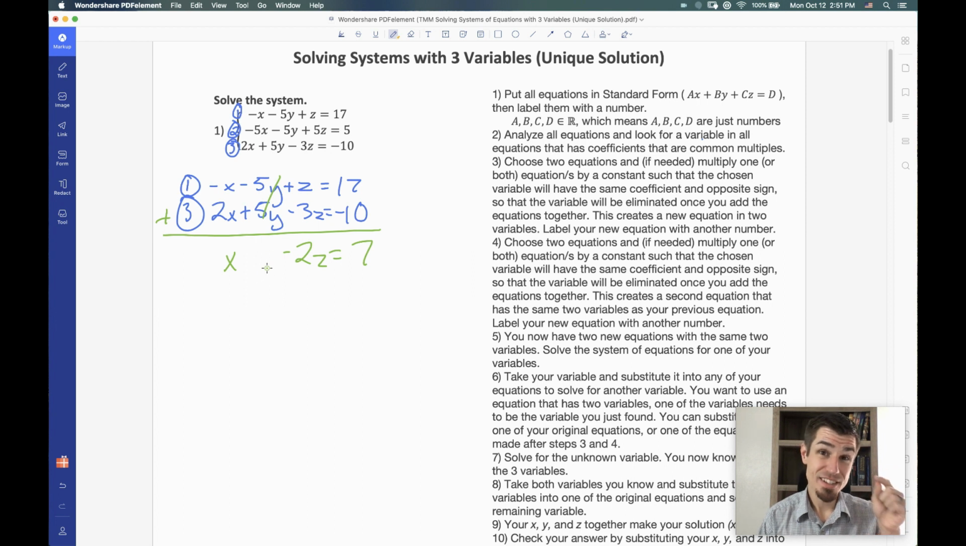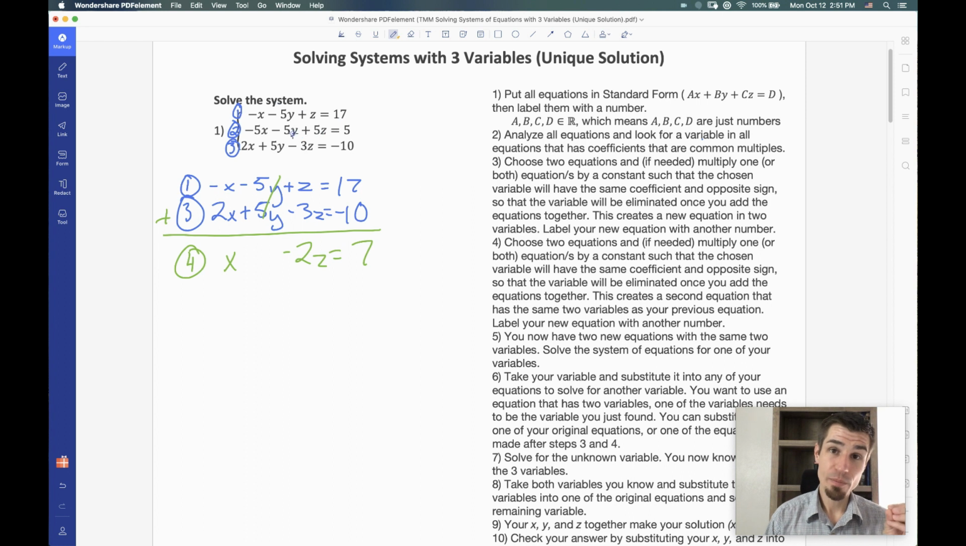That's good. This is our goal, okay? This is the goal of step 3. Create a new equation that has just 2 variables. And since we made a new equation, go ahead and give that new equation a number. This is equation number 4, okay? X minus 2z equals 7. We want to do this same process and eliminate the same variable, because our goal with step 4 is to get another equation that has an x and a z in it, okay?